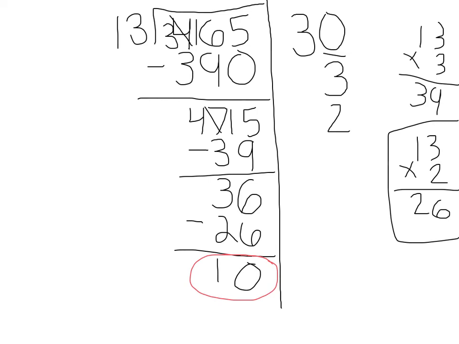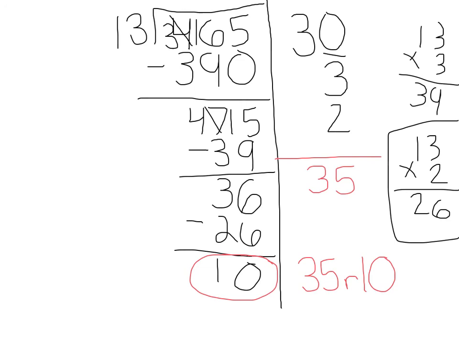13 cannot go into 10 at all because 10 is smaller than 13. So I'm going to add up my quotients over here. So 465 divided by 13, your answer is 35 with the remainder of 10. Or your student could write that as a fraction and they could write 35 and 10/13.